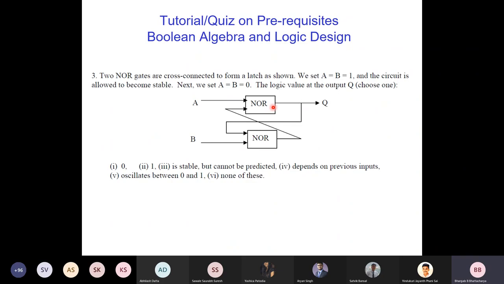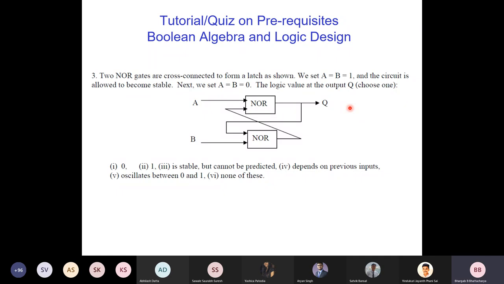No further change will occur, right? Because A is 1, this input becomes 0. Similarly, B is 1 and this input becomes 0. The output is 0, and this output is also 0. So the system is now in a stable state. A is 1, B equal to 1, Q is 0. The system does not change. I mean, it is in a stable state now.